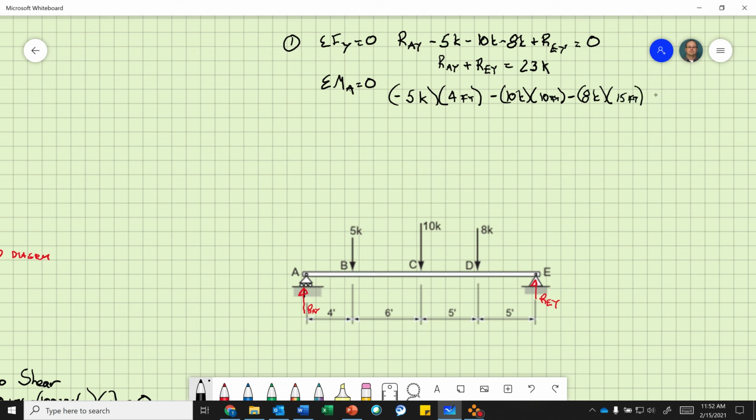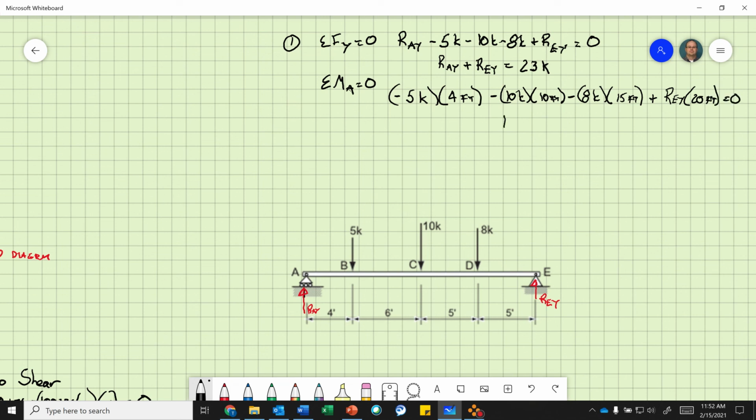And then reaction at point E in the y direction is going counterclockwise, so it's a positive rotation, that's why I'm writing plus. And reaction at point E in the y direction times 10, so that's 20 feet all the way to point A. And that has to equal 0.